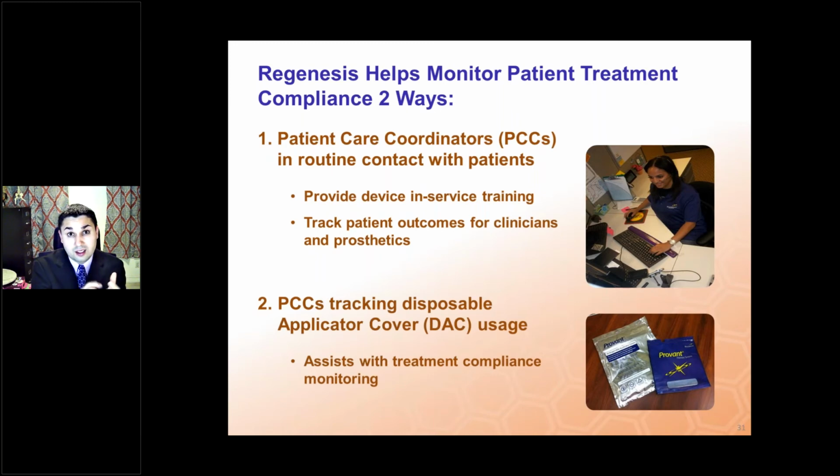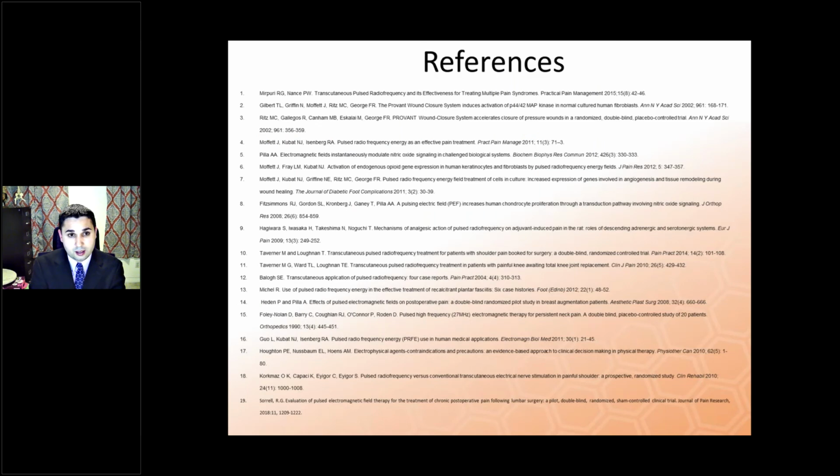So a lot of this particular topic was focused on the transcutaneous approach for pulsed radiofrequency. There are other methods, but this one is among the easiest ways for a patient to receive it that doesn't require invasive injections into the patient. So here's a list of several of the references that I utilized in terms of the evidence.